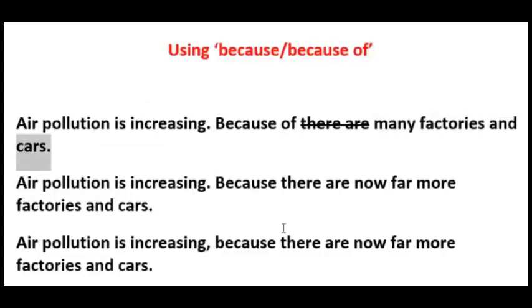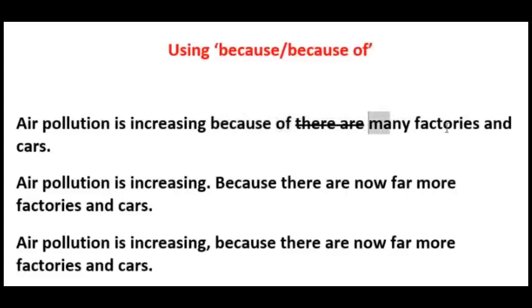But there's another problem. Can you see that here I've interrupted my idea by putting a full stop in? So I have to get rid of that full stop and make this into a little b. And now the sentence is grammatically correct. And I'm using a preposition here and two nouns there, many factories and cars.